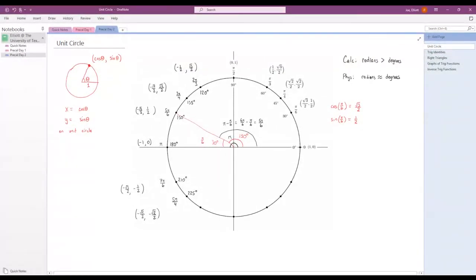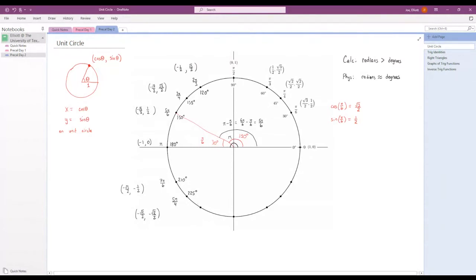Okay. So hopefully if you weren't too familiar with the unit circle, maybe now you're getting a sense for how you can figure out the unit circle as long as you know the first quadrant. I guess you probably need to know at least that much in order to get the rest of it.